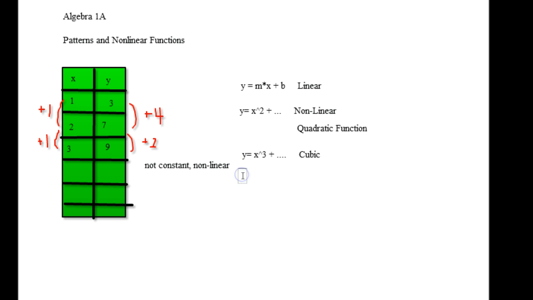That's non-linear. Okay, if we had something that looks like the absolute value of x, that is an absolute value function. That is not linear. If we had something that looks like the square root of x, that is a square root function, and that's non-linear. And let me see, is there anything else? No, that's pretty much it.